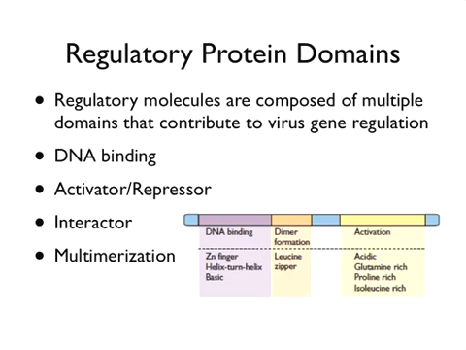Regulatory proteins are divided into domains. They're composed of multiple subunits that contribute to virus regulation, and these involve things such as DNA binding domains, that is, sequences within these proteins such as zinc fingers or helix-turn-helix motifs, or basic sequences that recognize DNA. Activator or repressor functions, which are involved in increasing initiation or tempering regulation. And these are frequently acidic in nature. They're glutamine-rich or proline-rich or isoleucine-rich.